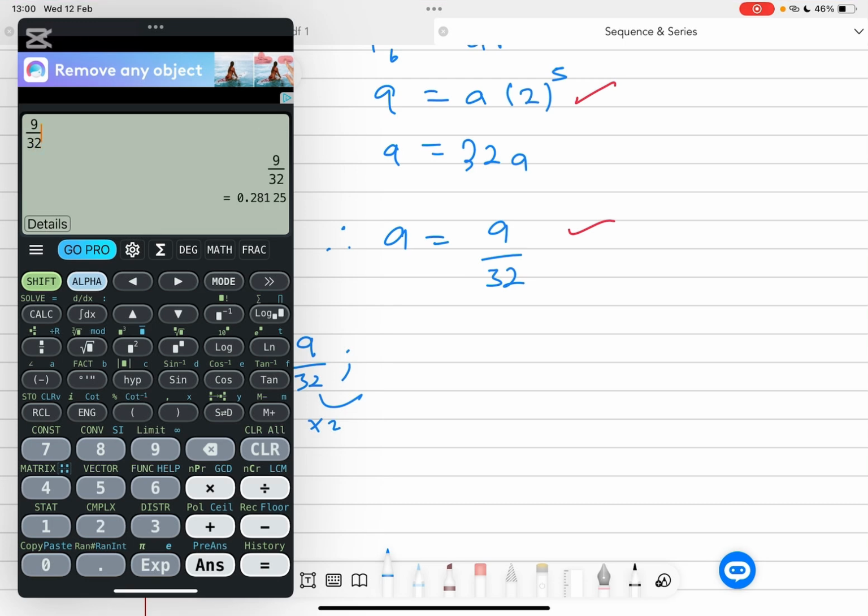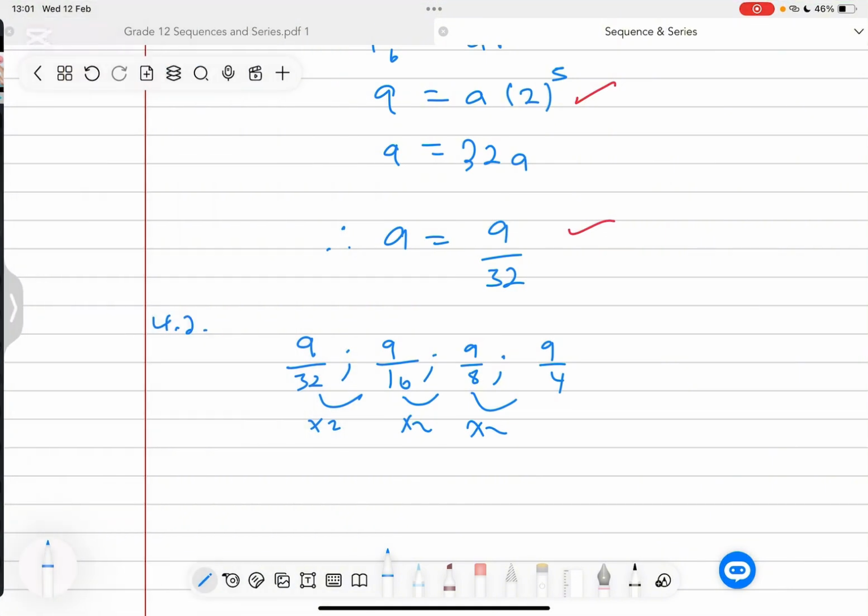So you can simply say 9 times 2, because to get to the next term we multiply by 2, and this gives me 9 over 16. Then I can multiply by 2 again, and that gives me 9 over 8. Because we want the first 4 terms, I'm going to multiply by 2 again, and this gives me 9 over 4. And of course, they're asking us to find the first 4 terms, because A we found here. So basically, we're finding these new terms here.